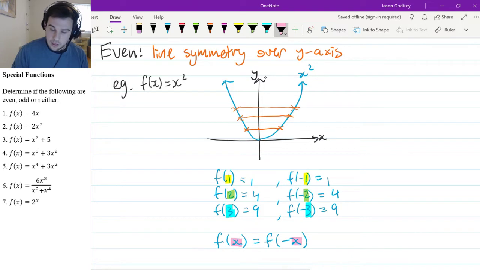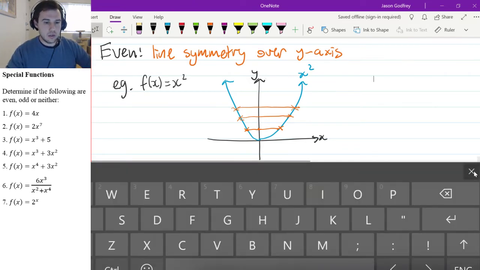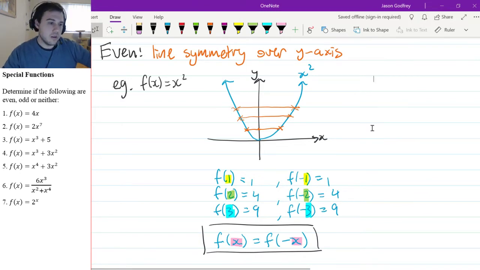if we put in a number and the negative of the same number and they are equal to each other, then this is what an even function is. So graphically, an even function has line symmetry: you flip it over the y-axis and it perfectly lines up. And so all along the curve, when you put in a value and the negative of the same value, you get the same output. If that happens everywhere along the curve, then this is an even function.